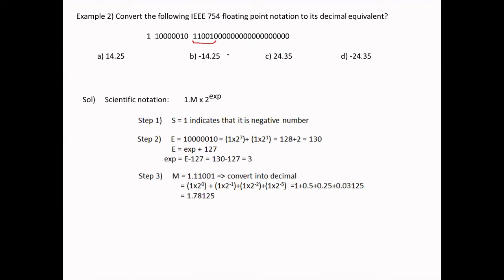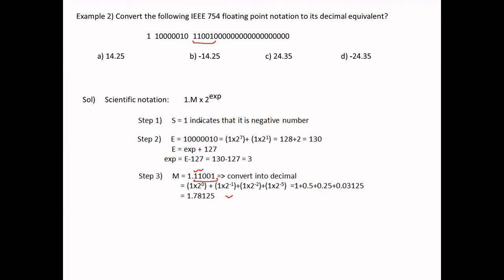There is no value for these zeros, because trailing zeros after the binary point need not be taken. So we take 11001, and this 1 is implicit. Now convert into decimal. This 1 indicates 1 into 2 power 0, plus this 1 indicates 1 into 2 power minus 1, 1 into 2 power minus 2, and lastly the last one is 1 into 2 power minus 5. If you calculate this, it is 1.78125.